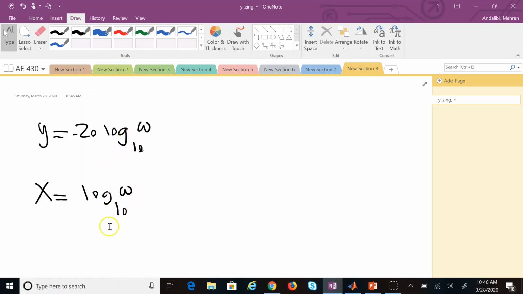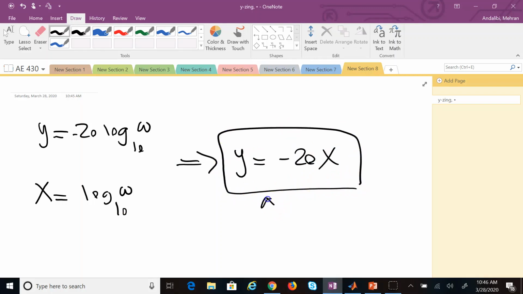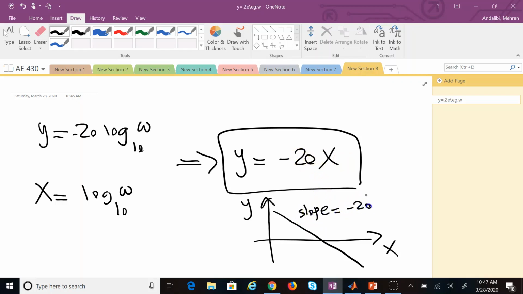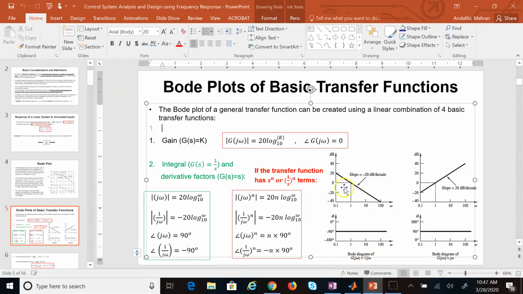And so what's the difference between these two? If you look here, clearly you see y is what? Negative 20 times x. So in that space where x is a logarithmic scale and y is the magnitude of G of j omega, I expect a line with a slope of negative. And what is that slope? The slope is negative 20. Okay, so that's what you see over here, a line with a slope of negative 20.